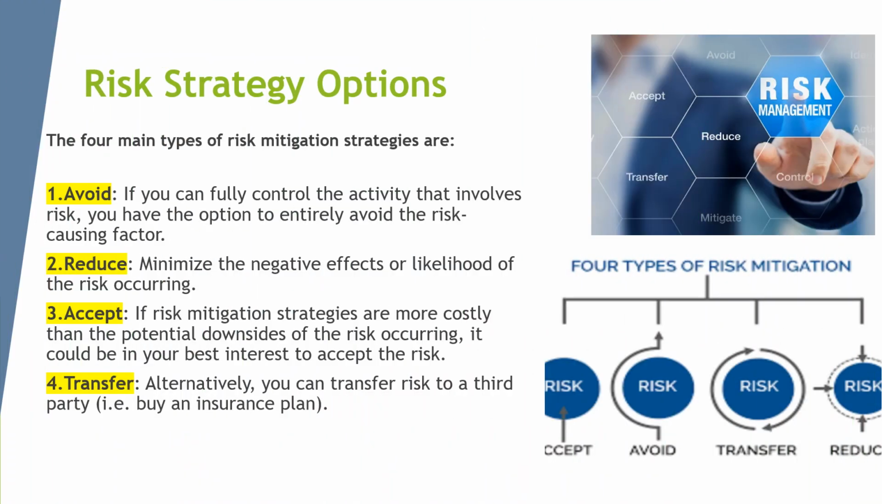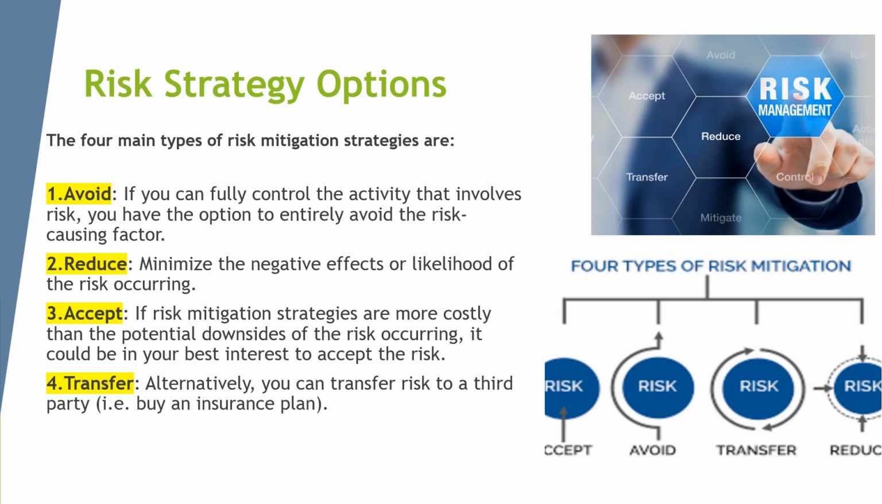On to the risk strategy options. So, here are the four main types of risk mitigation strategies. First, avoid. If you can fully control the activity that involves risk, you have the option to entirely avoid the risk-causing factor. However, you also forego the benefits of undertaking said activity.